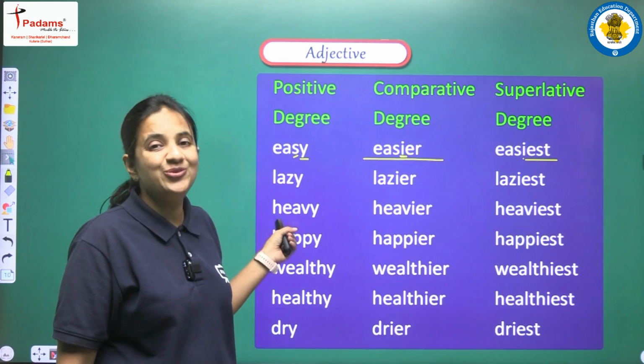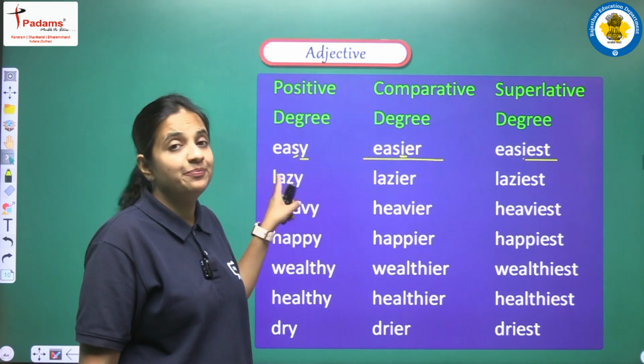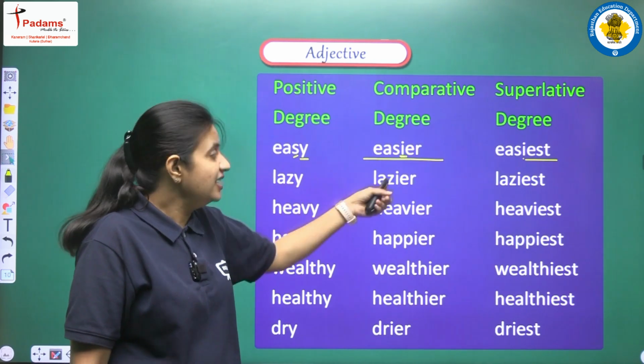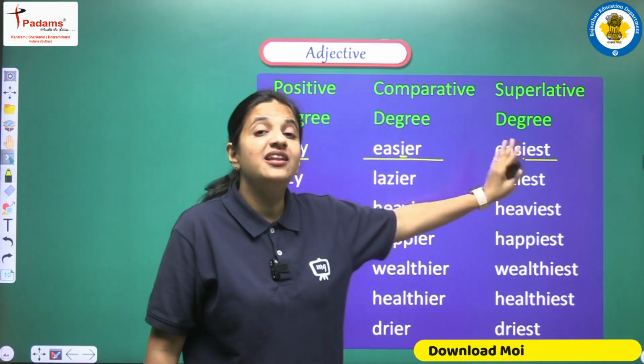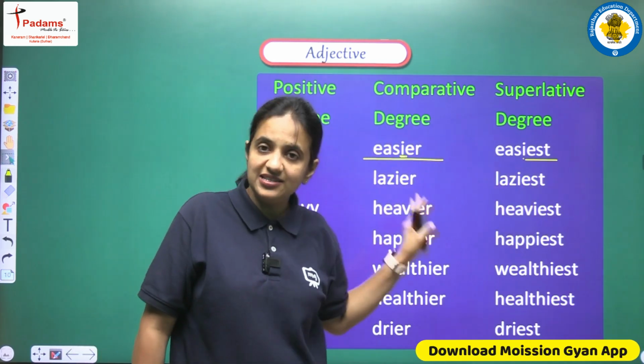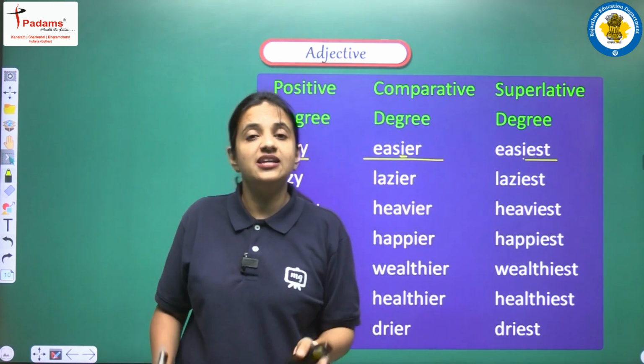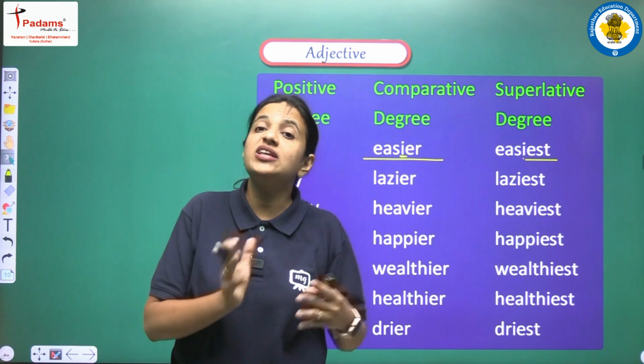So again we have to do the same thing. We have to replace Y with I. So now it will be lazy, lazier and laziest. Other things are the same. We are just adding ER and EST. The difference is that Y will be replaced with I.